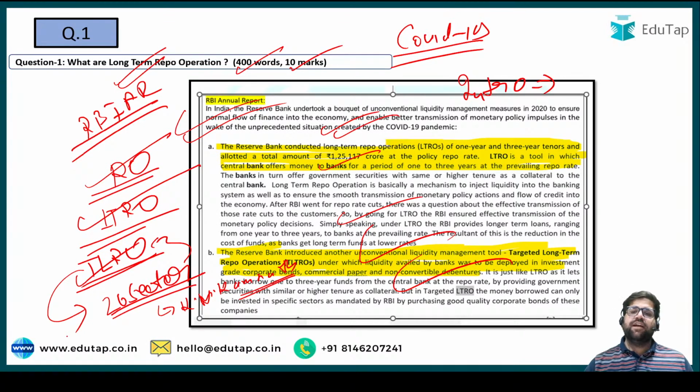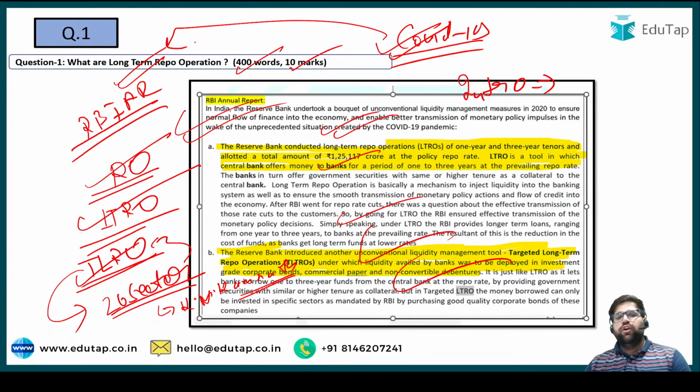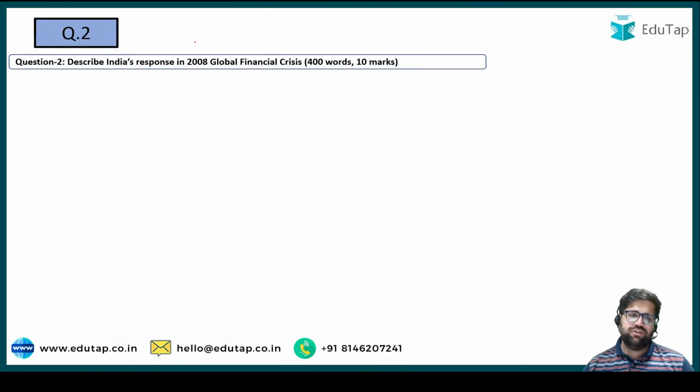and how they are helping them. In the conclusion part, you could have said that how RBI has been the front runner to save the Indian economy from the COVID-19 pandemic, and one of the potent tools was long-term repo operations. This was the overall approach which you should follow. But again, I just said you could have your own approach as well.